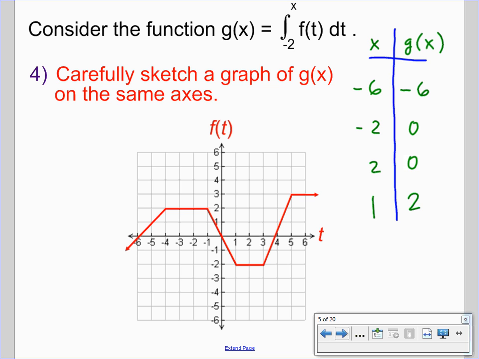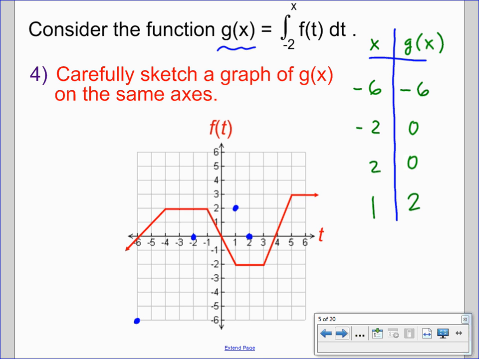All right, so let's see if we can plot these points and begin to construct a graph of my original function G that's given by the integral expression, the integral of f of t with respect to t. So here we go, -6, -6 is a point. -2, 0 is a point. 2, 0 is a point on G, blue G. We're making blue G. 1, 2 is a point. For some reason, I'm not feeling like I have enough points to make a sketch now.